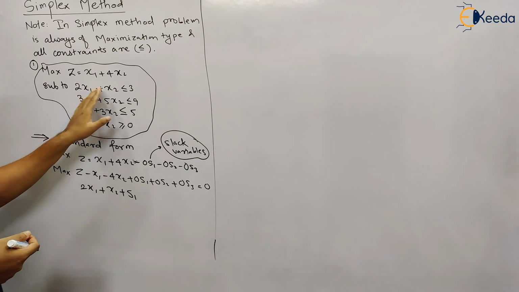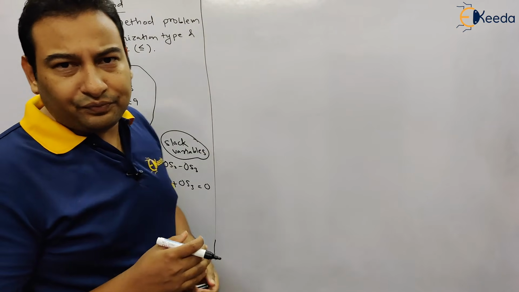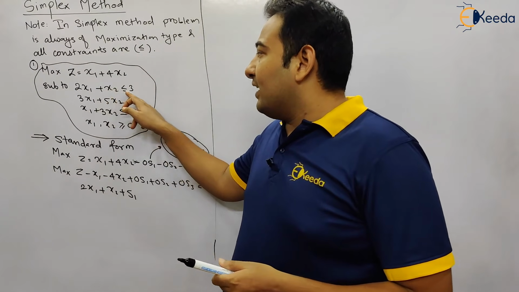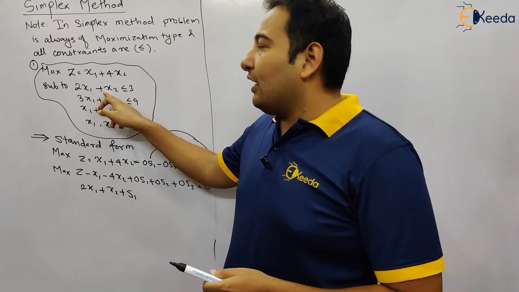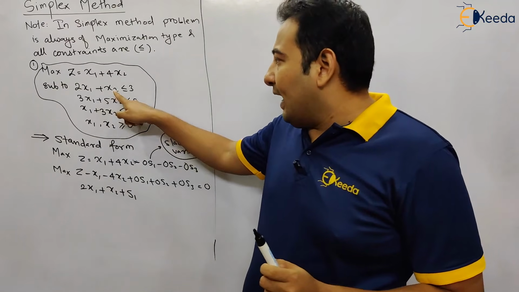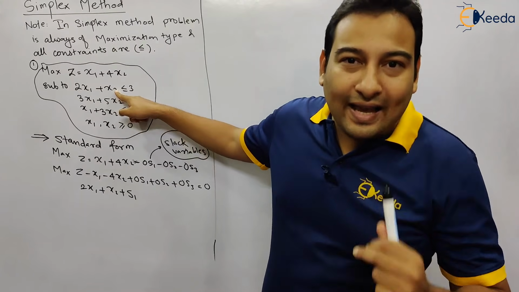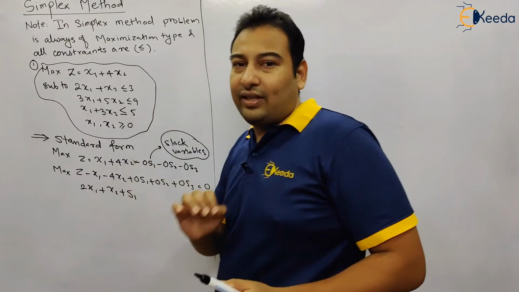See, what does this mean? This means LHS is less than or equal to RHS. So in LHS I am adding something so that it will be equal to RHS. So simply, in the first equation add s1, the first slack variable. In the second equation add s2, in the third equation add s3. So let us do it.